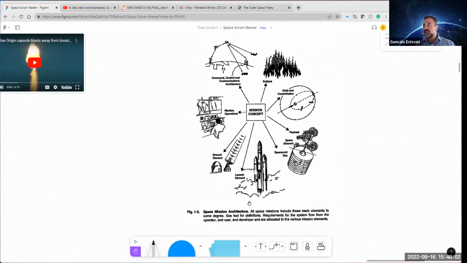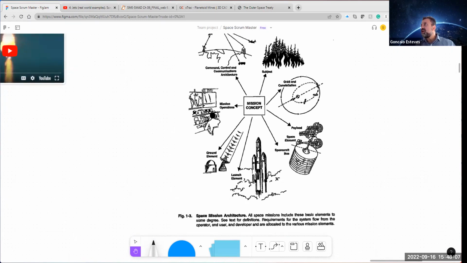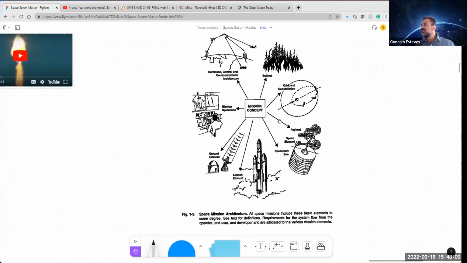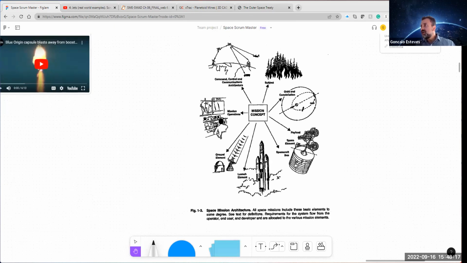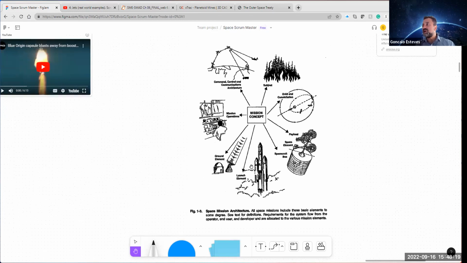There is one very interesting one in here: sometimes the payload, this space element over here, we do need something that launches, something that is in space, and all the orbital constellations, what's the subject of the work, how do you command and control, what are all the towers and communication circuits. So this will definitely influence the mission design. The mission is also the thing that we are doing.